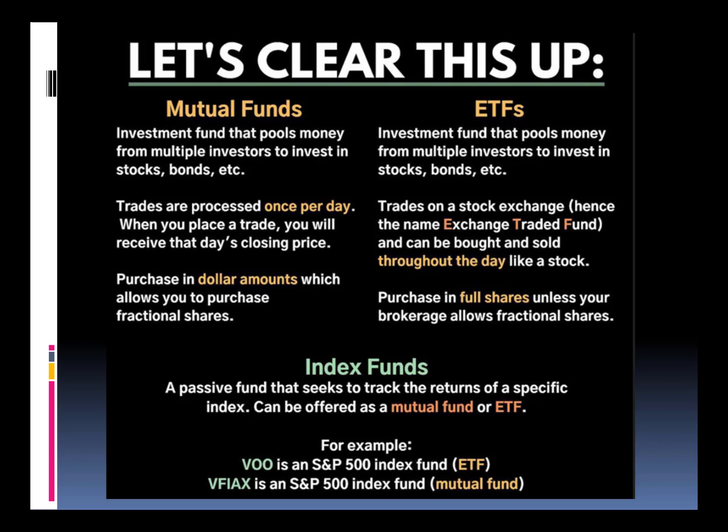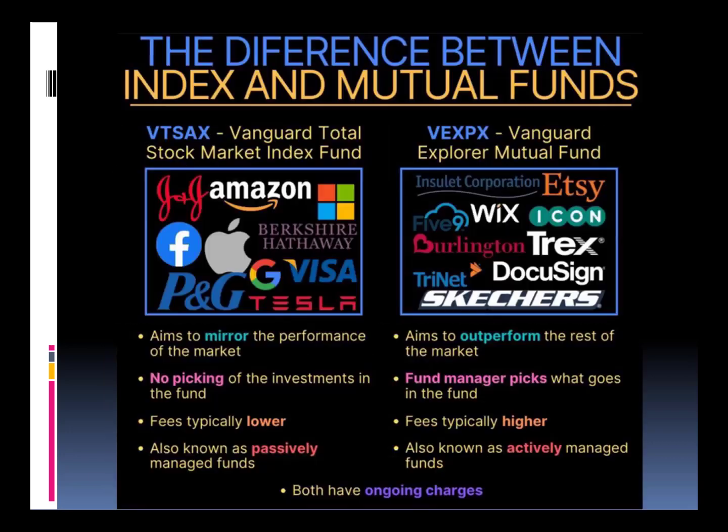Then we have the third one, index funds, which is nothing more than a passive fund that seeks to track the returns of a specific index. It can be offered as a mutual fund or ETF. For example, we have the SPY, which is the index fund that tracks the S&P 500. Then again, more on the difference between index and mutual funds.